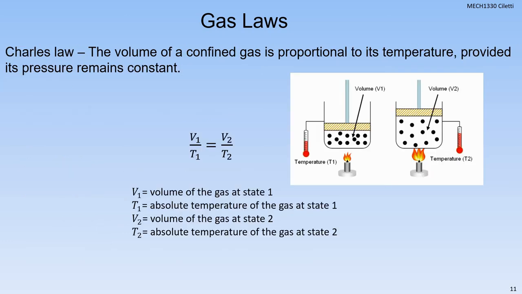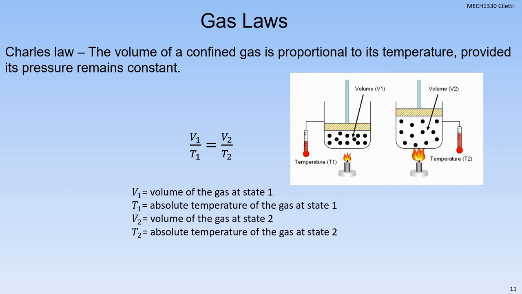All right, the third gas law is Charles' law. The volume in a confined gas is proportional to its temperature, provided its pressure remains constant. So in this equation, we are not using pressure. Pressure is constant, so it would cancel out on both sides. So now we're relating volume and temperature.